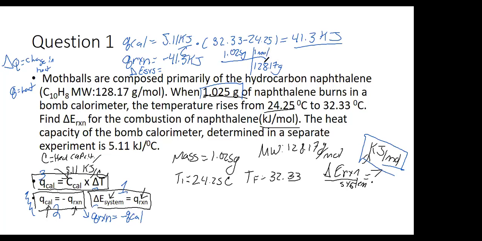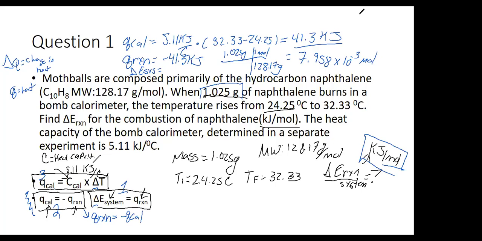So what I need to do is divide those two numbers, and I actually did not do that on my answer key, so I'm going to do that really quick. Oops, I don't know how to spell calculator. So 1.025 divided by 128.17. So I have 7.958 times 10 to the minus 3 moles. That's how much naphthalene I had.